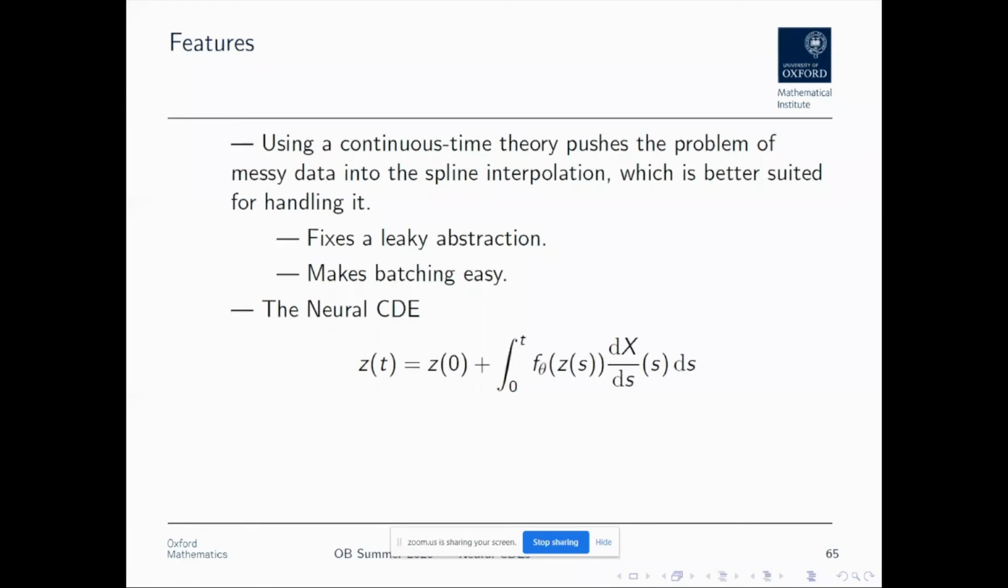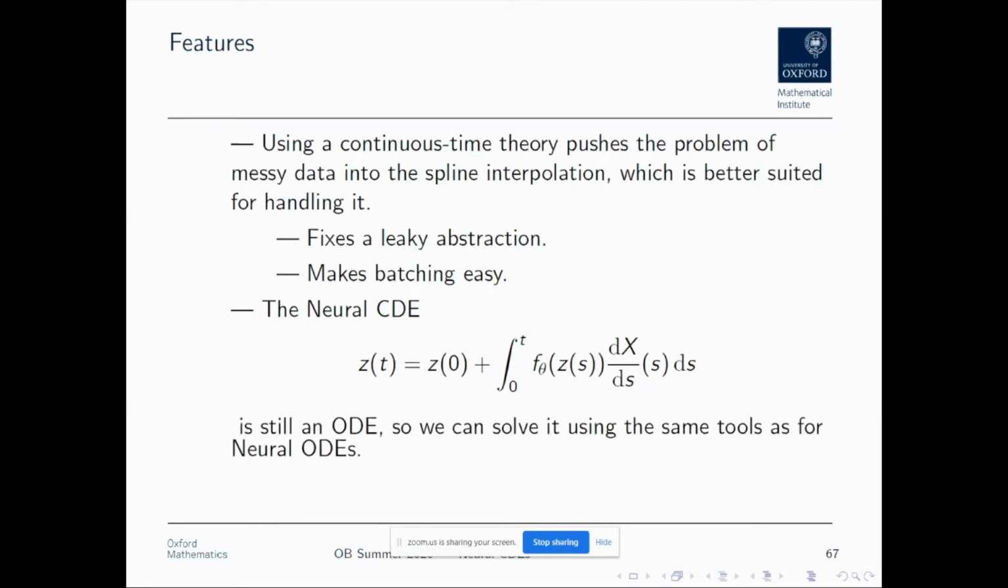Okay, next up, this neural controlled differential equation. As you can see, I've rewritten it here to look much more like a neural ordinary differential equation. I've expanded that dx into a dx/ds ds. I have this matrix-vector product as before between f and dx/ds. So as I say, in some sense, this is an ODE.